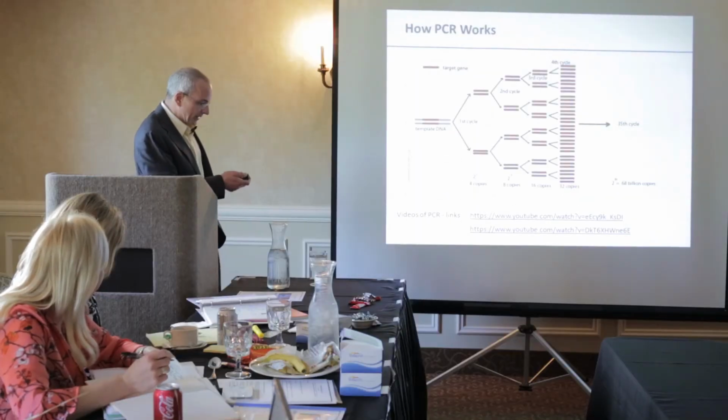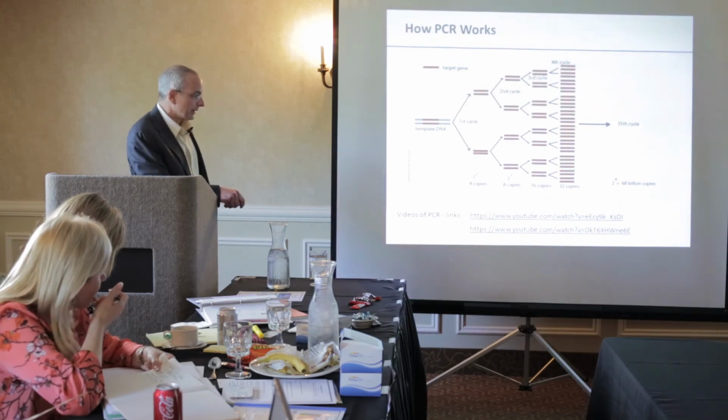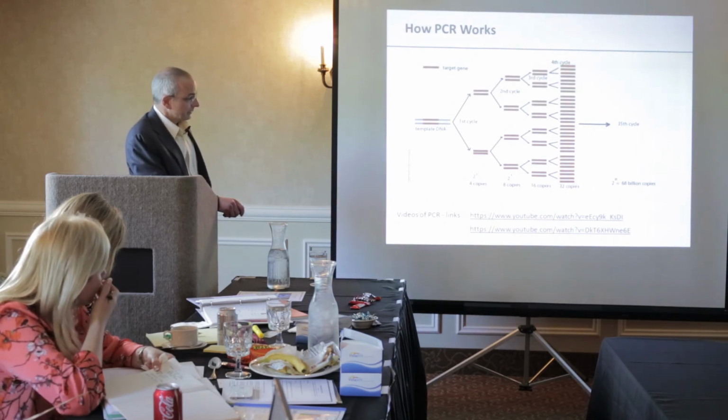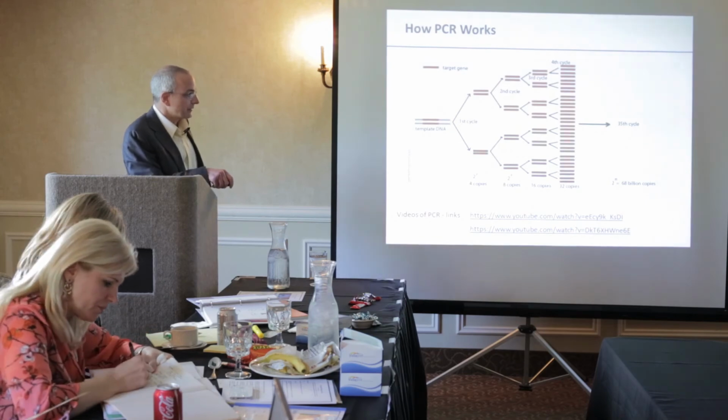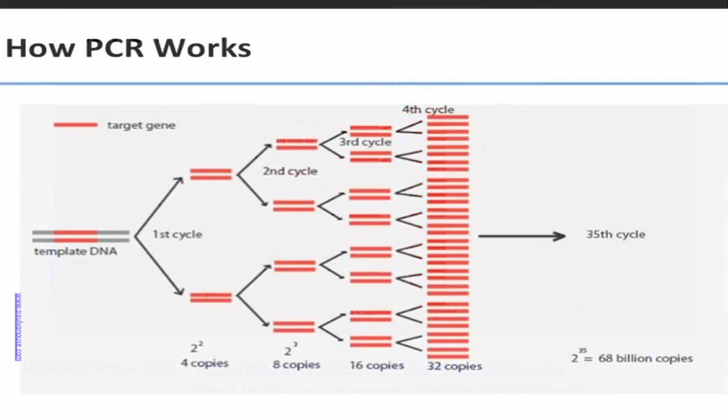And basically, I put some links down here that if you type in, you can get to see the videos that describe it going from just the single template to basically 2 times 10 to the 35, which is 68 billion copies in a simple 35 PCR reactions. For quantitative PCR, it's got a 40.